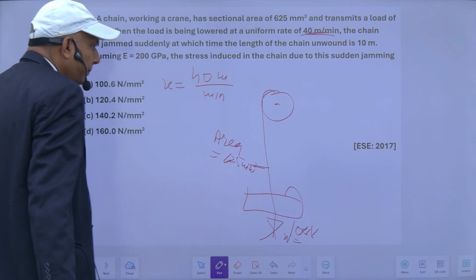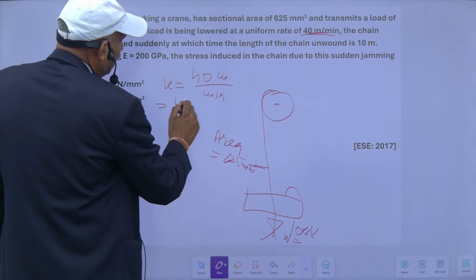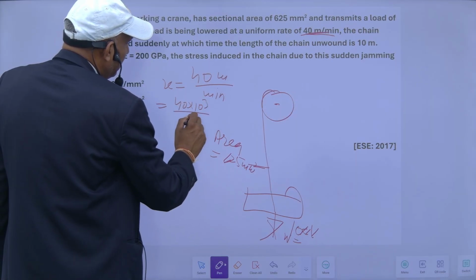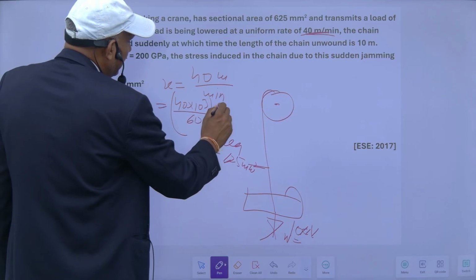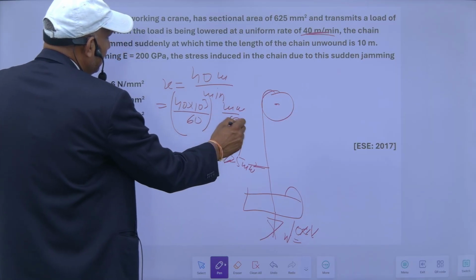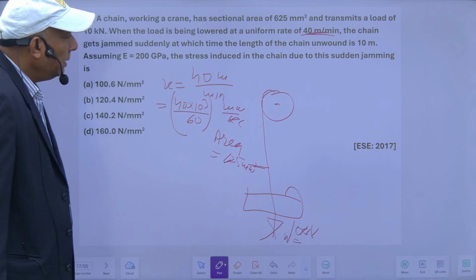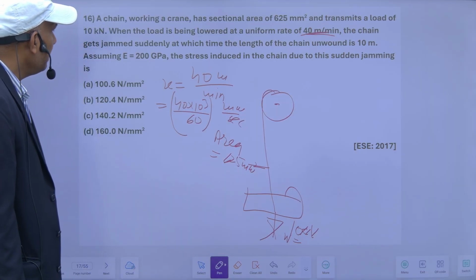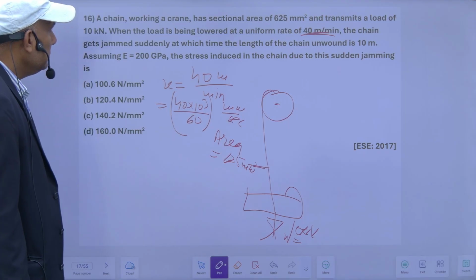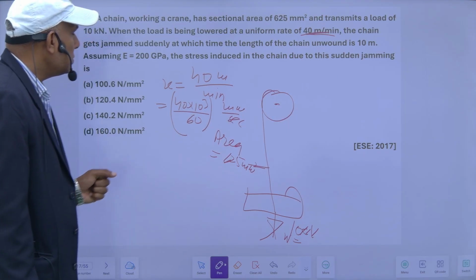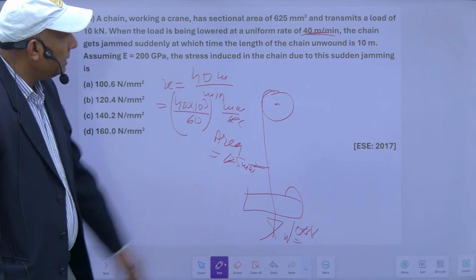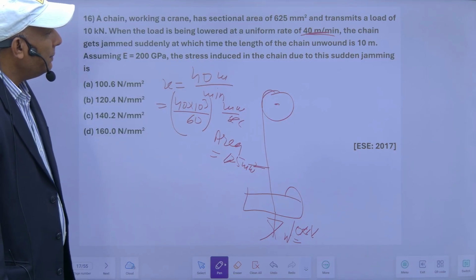So it will be 40 into 10 raised to the power 3 upon 60, in mm per second. This is the velocity, and I have to find the stress induced in the chain due to this sudden jamming.